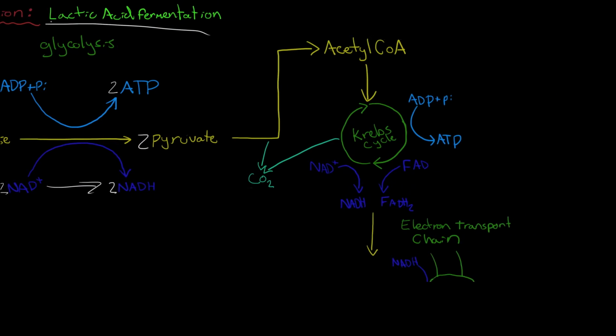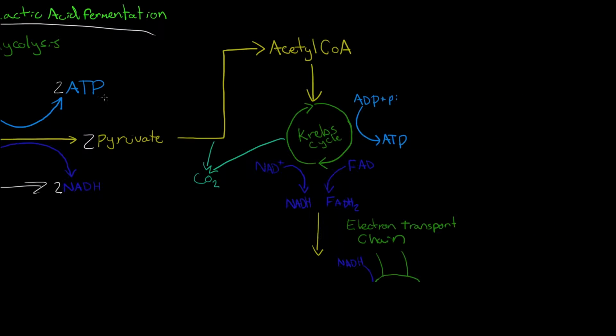So if we move along here, you can see that our 2 pyruvate are converted into 2 acetyl coenzyme A, which are then pumped right into the Krebs cycle. And in this cycle, we can see that we have 2 more ADP being converted into 2 more ATP. But we also see that we have a lot of NAD plus and NADH being converted. So we actually have 6 NAD plus being converted into 6 NADH, and 2 FAD being converted into 2 FADH2. And these molecules here are our electron transport carriers.